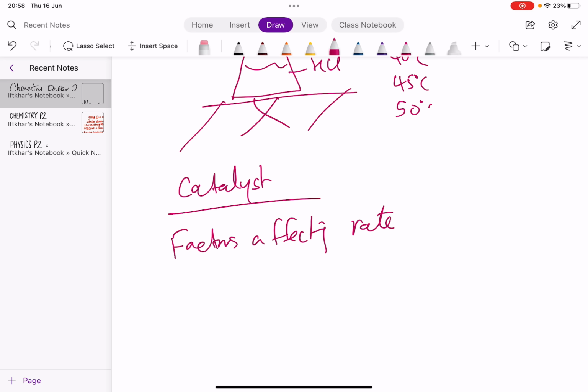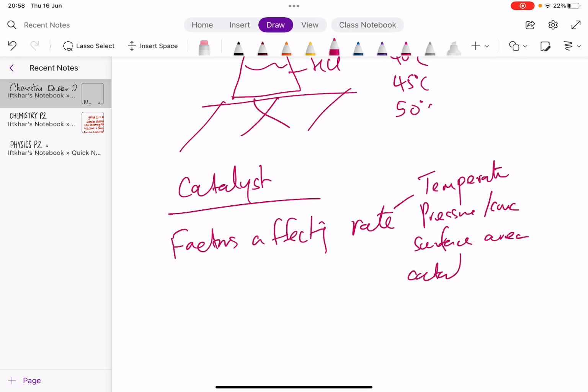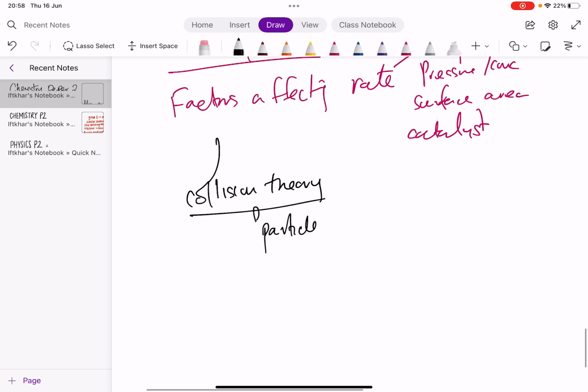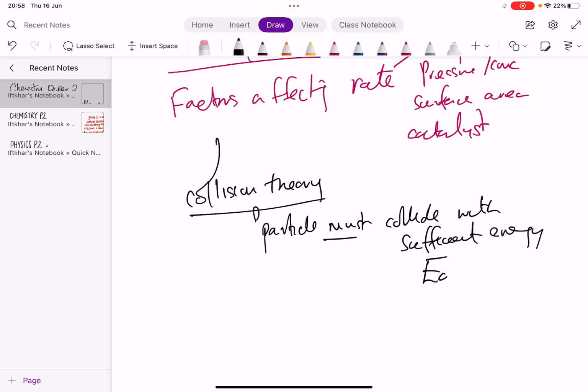Now, in terms of factors affecting rate, rate can be affected by temperature, pressure, or concentration, surface area, and catalyst. Now, you need to apply the collision theory. What the collision theory is about is that, for a reaction to occur, particles must collide, and they must collide with sufficient energy, which we call EA, activation energy.